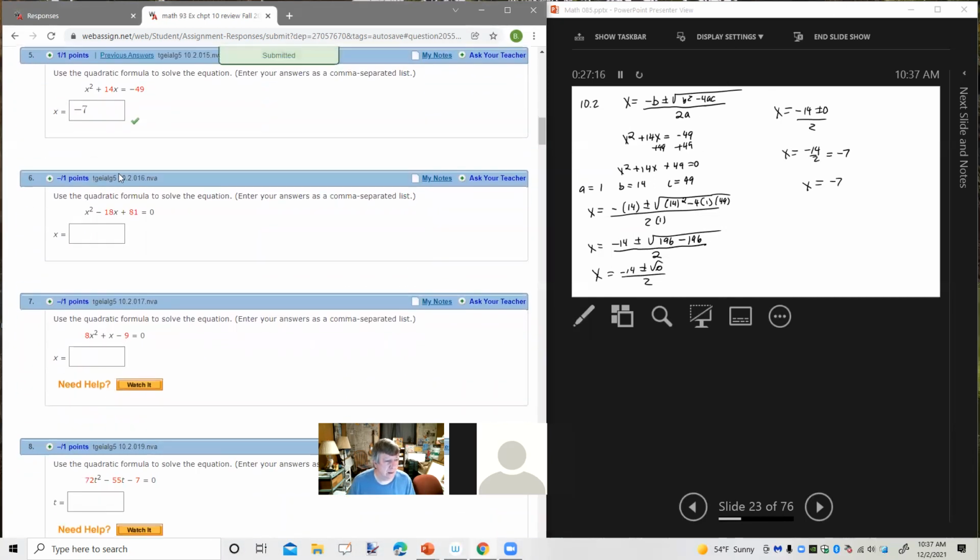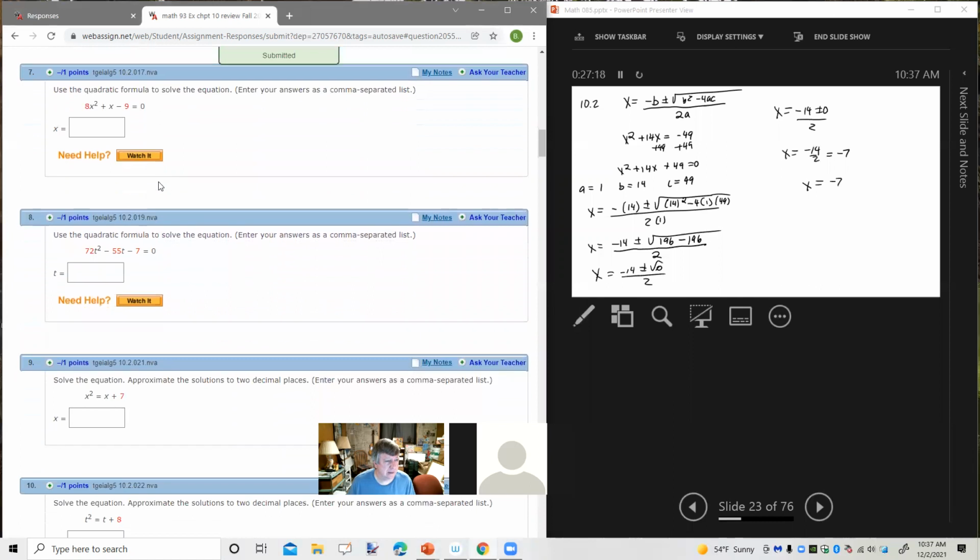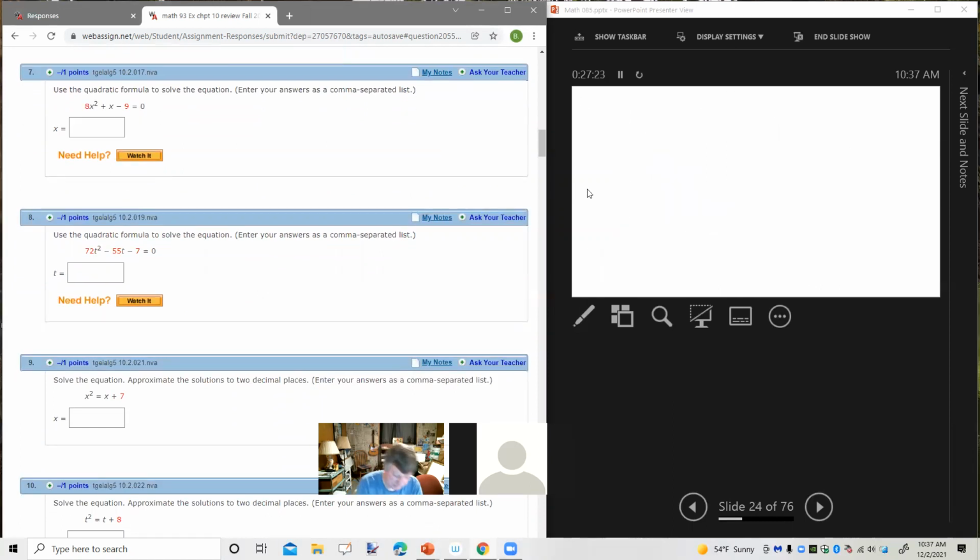All righty, let's take a look at problem number 7. Again, as I say, if there's anything you want me to do differently or go back over something or slow down, whatever, let me know. Otherwise, I'll just continue. Use the quadratic formula to solve the equation 8x squared plus x minus 9 equals 0.